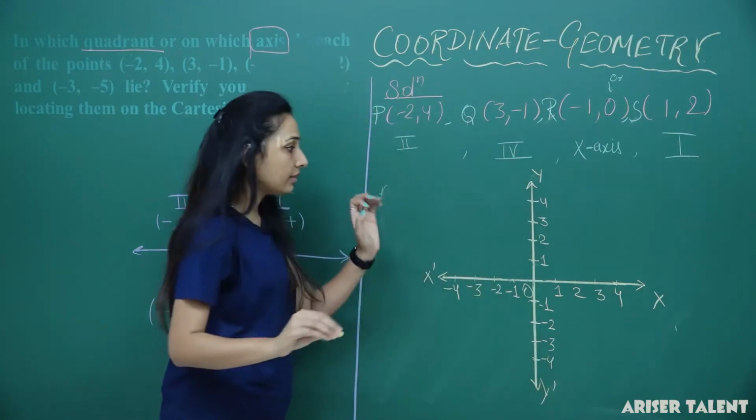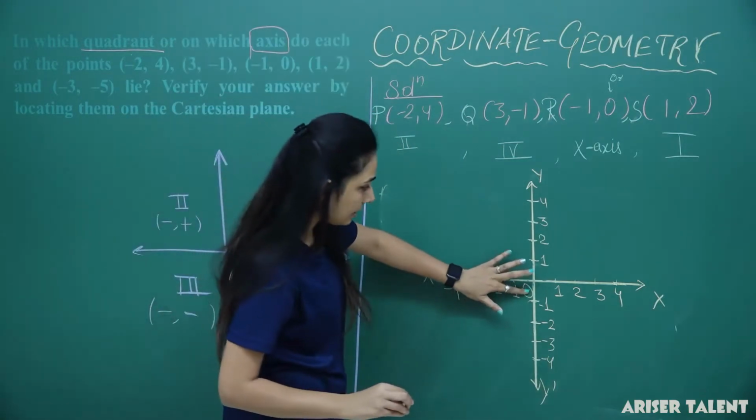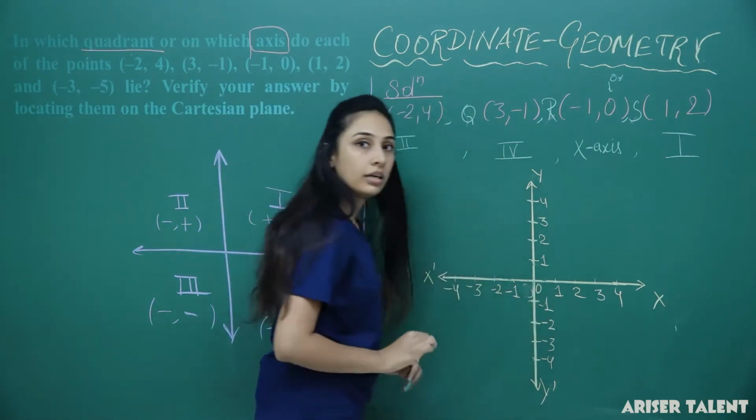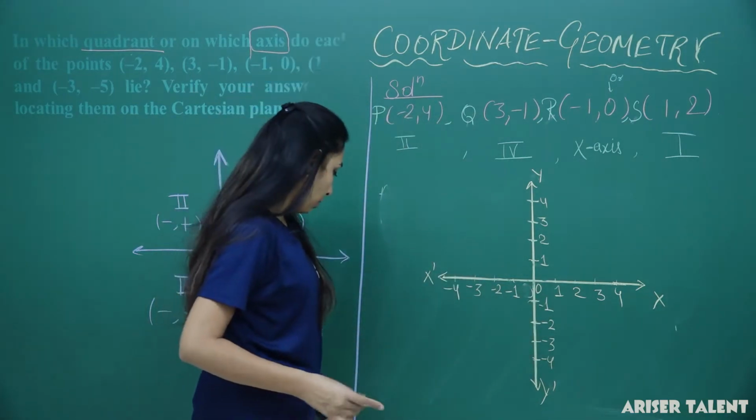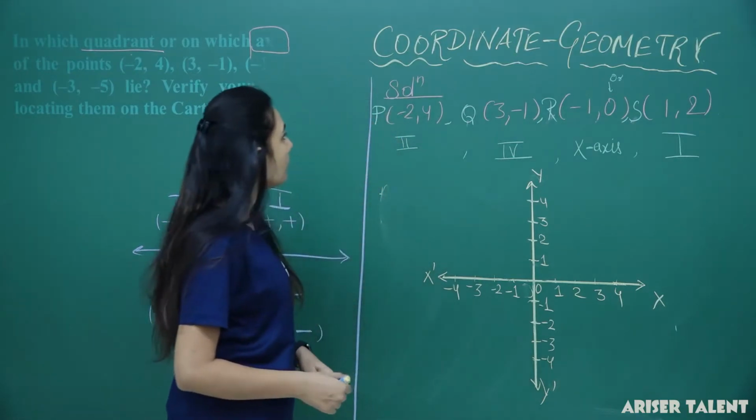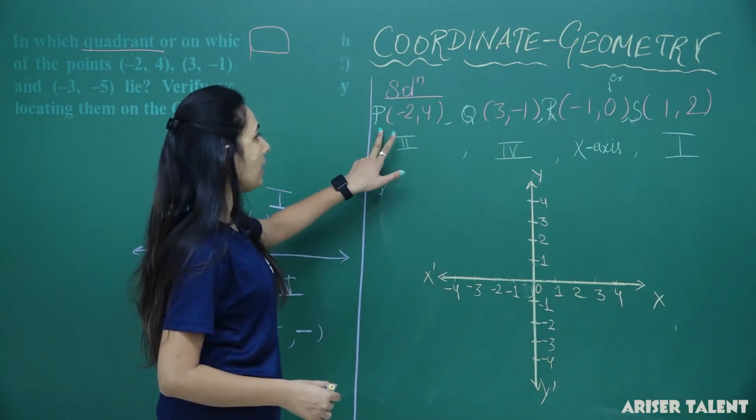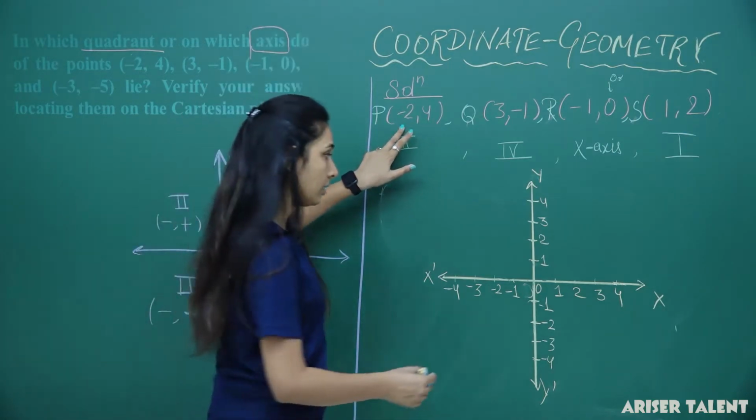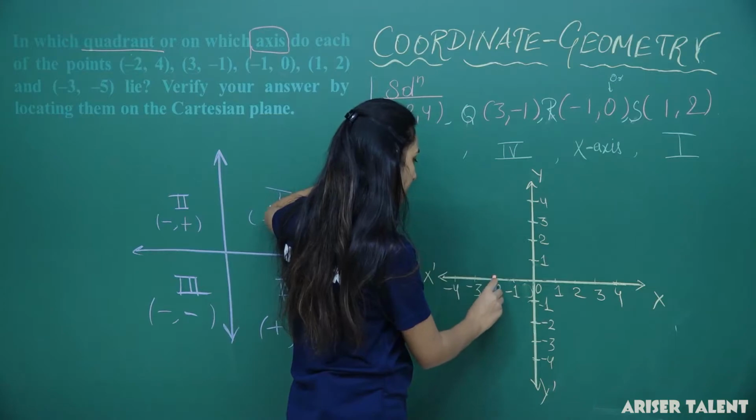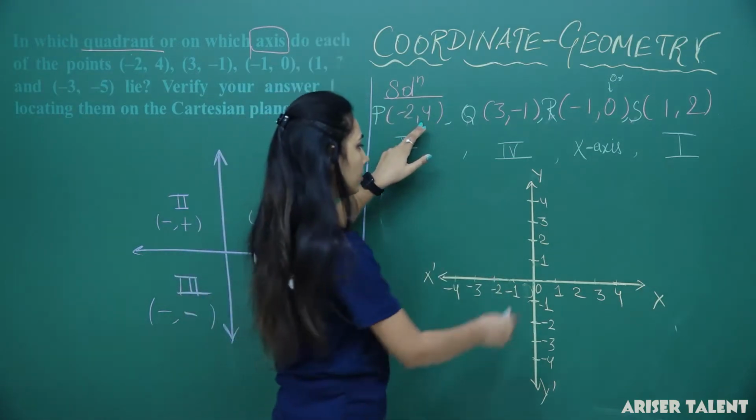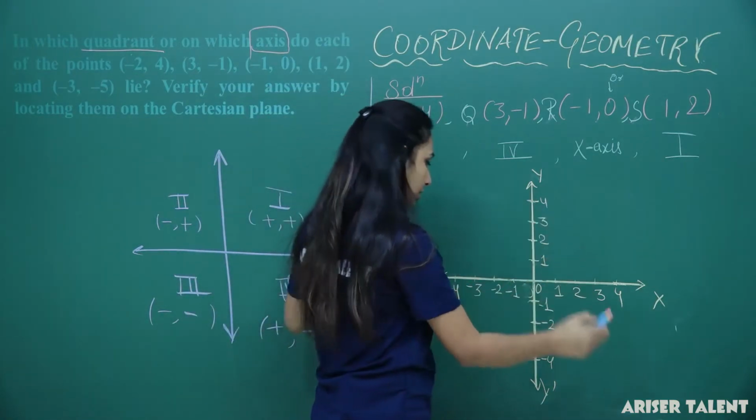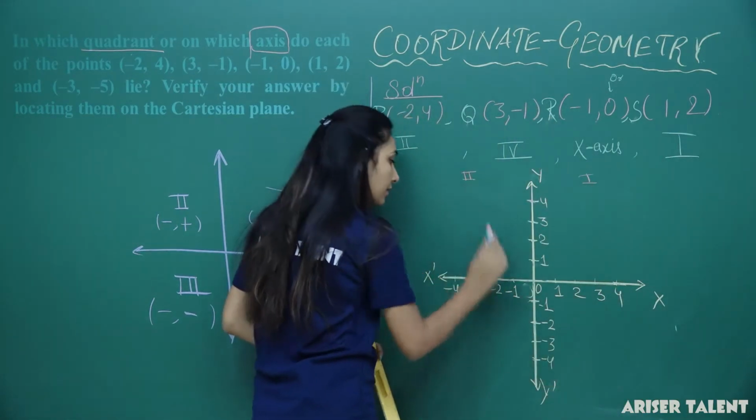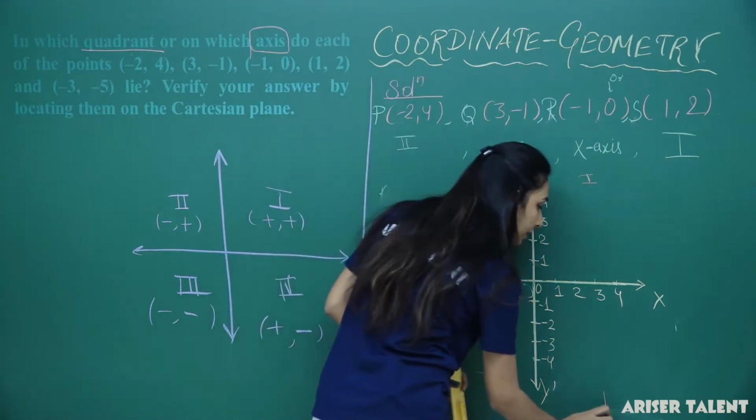Now guys, this is the way you have to plot your graph, right? Now, if you talk about the point P, and P is (minus 2, 4). So minus 2 on the x axis, this is minus 2, and 4 on the y axis. So 4 is here, right? And note, this is the first quadrant, this is the second quadrant, this is the third quadrant, and that will be the fourth quadrant.